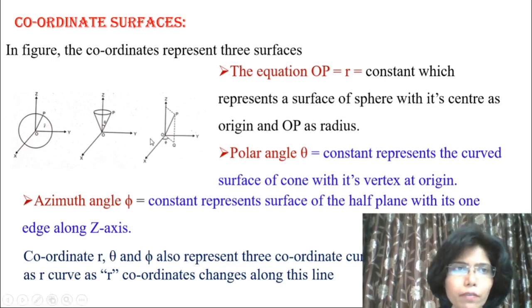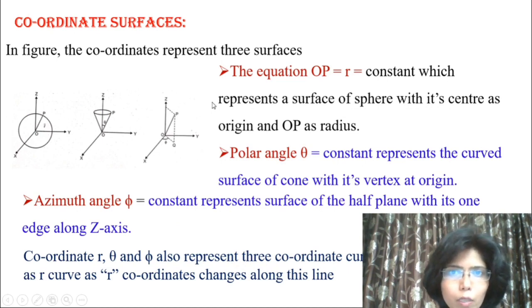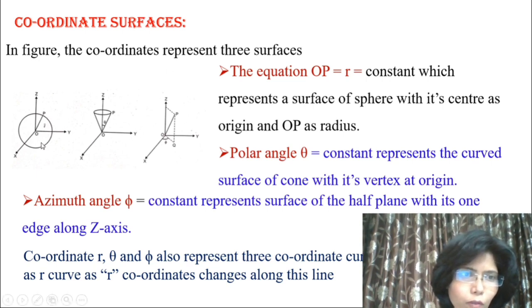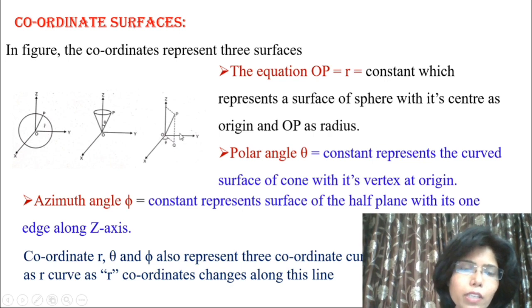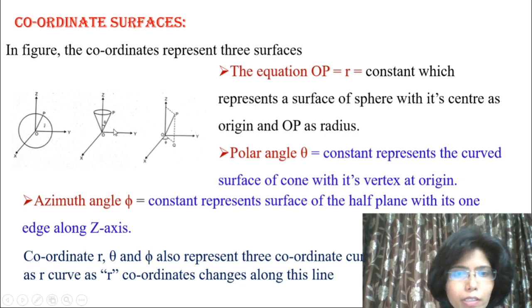Now we'll see what is meant by coordinate surface. In this figure, the coordinates represent three surfaces. The equation OP is equal to r bar, a constant, represents the surface of a sphere with its center at the origin, and OP is the radius. Similarly, the polar angle theta, when constant, represents the curved surface of a cone with its vertex at the origin. Next, the azimuth angle phi, which is also constant, represents the surface of a half plane with its one edge along the z axis. The coordinates are r, theta and phi. This also represents the three coordinate curves, and the line OP is called the r curve, and the r coordinate changes along this line.